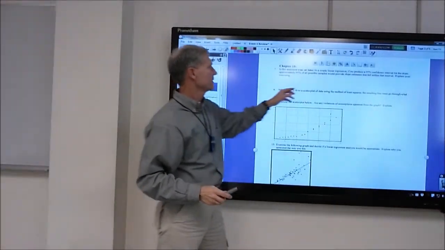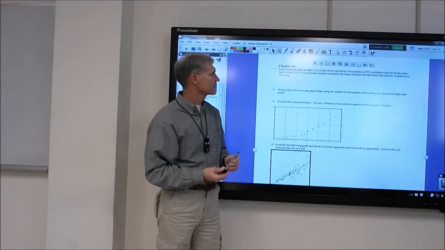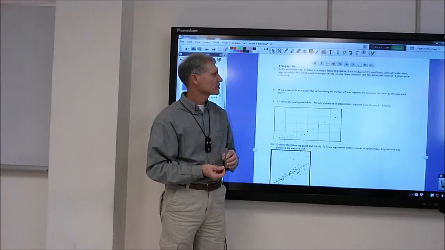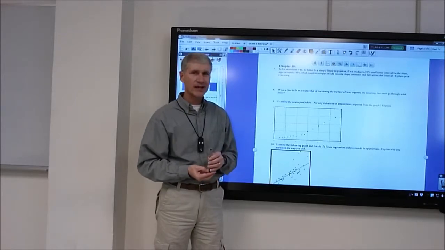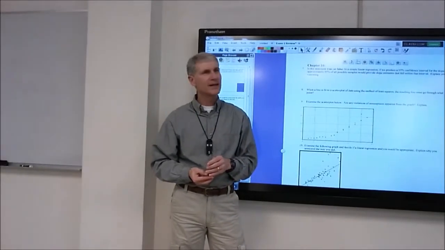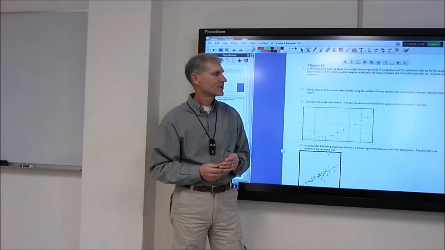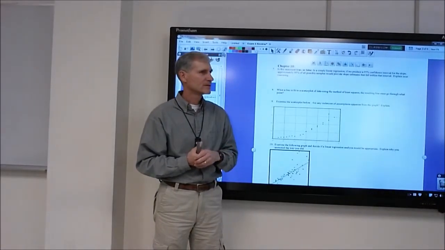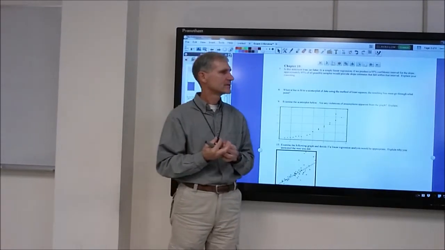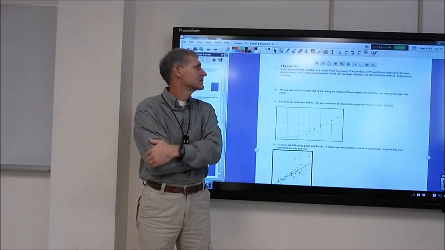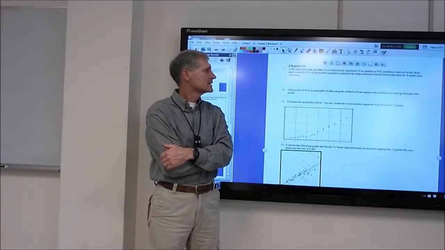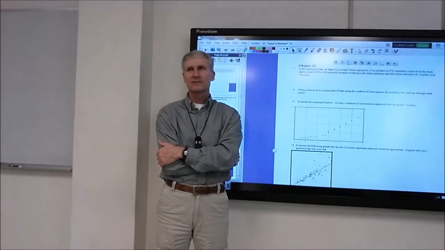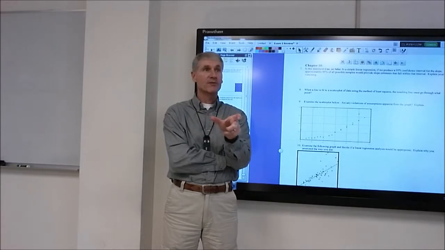Number 7, if we produce a 95% confidence interval for the slope, approximately 95% of all possible samples would provide slopes that fall within that interval. Is that correct? Not quite. What is the correct interpretation? We have 95% confidence that the true slope falls in that interval.